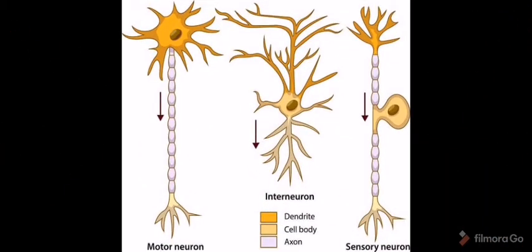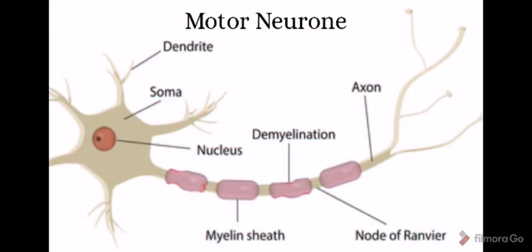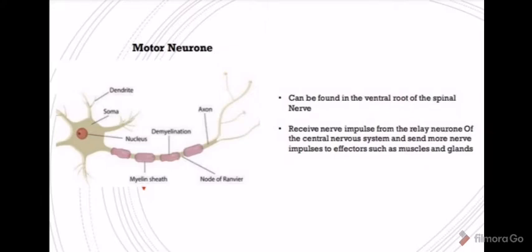There are three types of neurons, which are motor neurons, sensory neurons, and relay neurons. Motor neuron can be found in the ventral root of the spinal nerve. It receives nerve impulses from the relay neuron of the central nervous system and sends nerve impulses to effectors such as muscle or glands to produce the appropriate response. The cell body is present in the gray matter of the spinal cord.